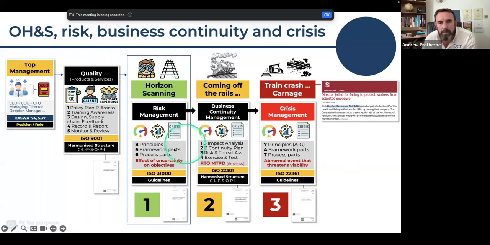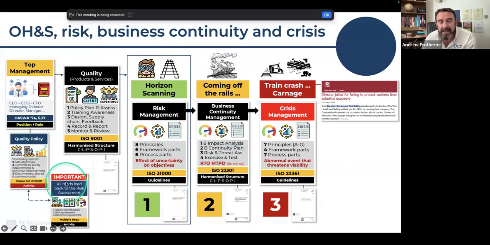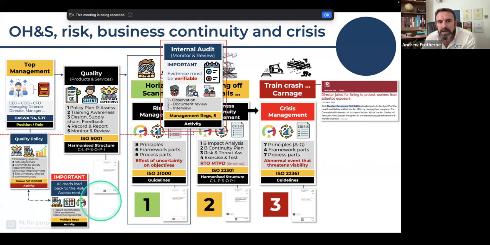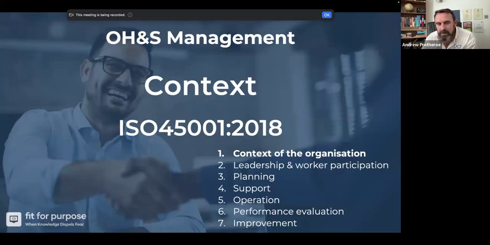Top management must look at horizon scanning, the quality policy. The quality policy leads into the health and safety policy. This is all quality. Think about this. Safety is part of delivering a service. Of course, it's health and safety, but it's part of delivering a service. On all roads, whether it's quality, safety, business continuity, it's going to go back to that risk assessment, and it's going to go back to your internal auditing capability. So that's just a very, very quick introduction into occupational health and safety risk management, which is a risk discipline alongside the others we've just looked at.